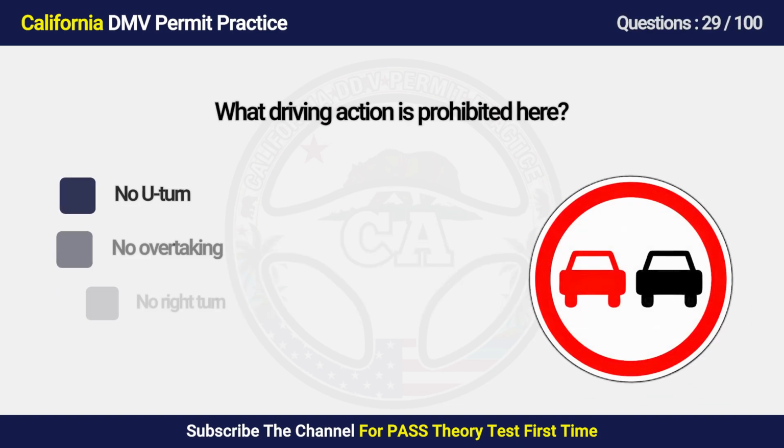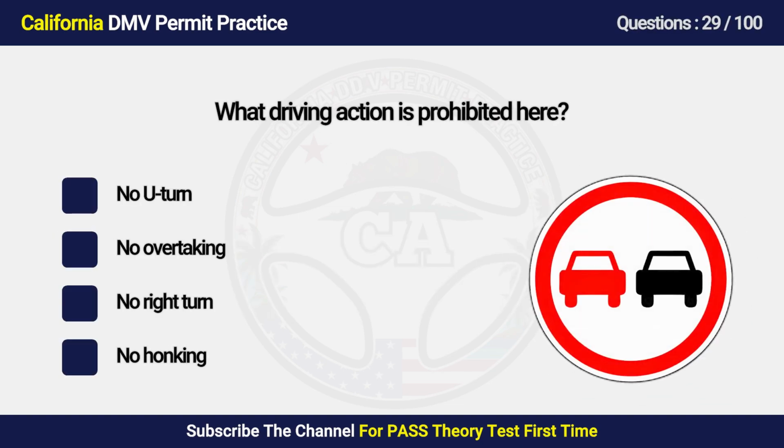Question 29. What driving action is prohibited here? A. No U-turn. B. No overtaking. C. No right turn. D. No honking.